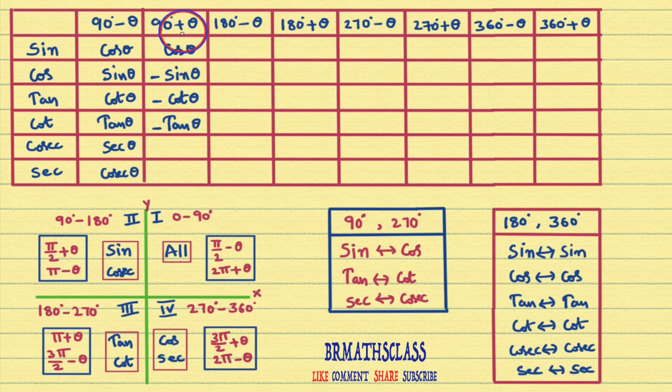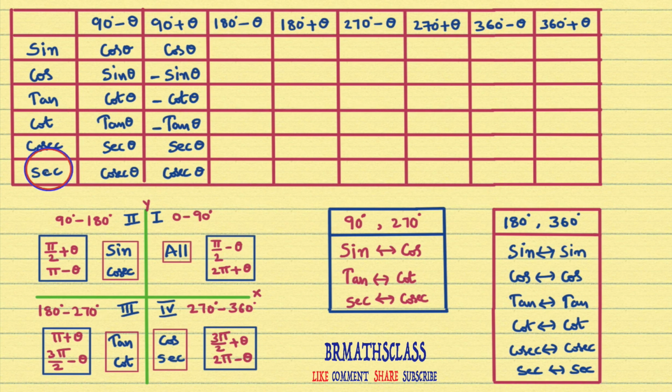Now cosecant 90 degrees plus theta. Whenever you see 90 degrees, immediately change the function. Cosecant changes to secant theta. Pi by 2 plus theta is in second quadrant. In second quadrant, cosecant is positive. So cosecant 90 degrees plus theta is secant theta. I hope you are understanding. Now secant 90 degrees plus theta. Here 90 degrees is there, immediately the function changes. Secant changes to cosecant theta. Pi by 2 plus theta, which quadrant? Second quadrant.